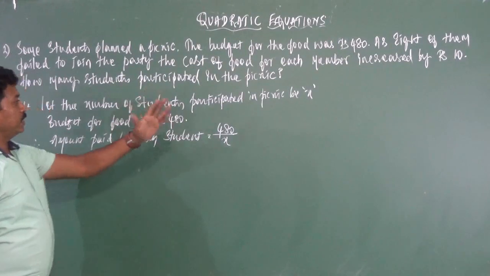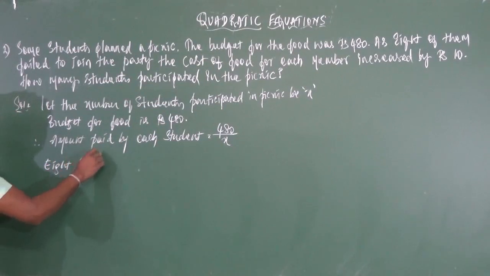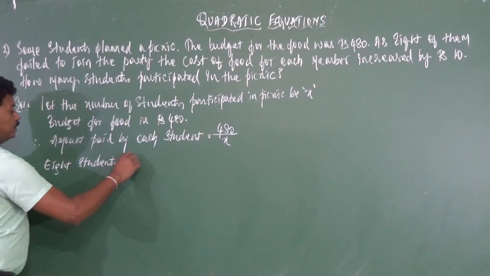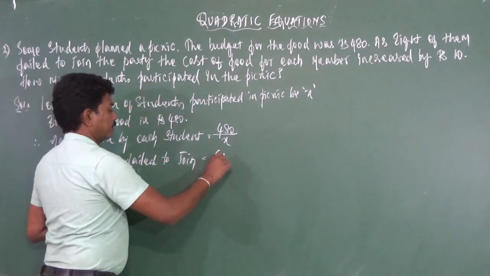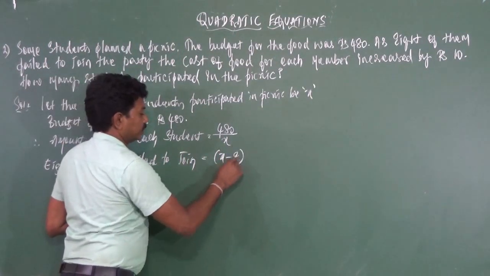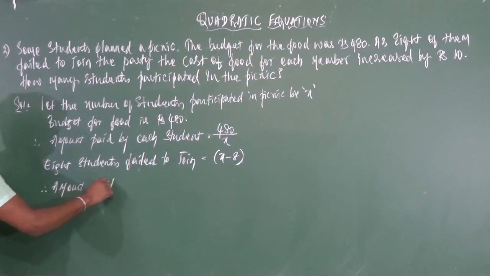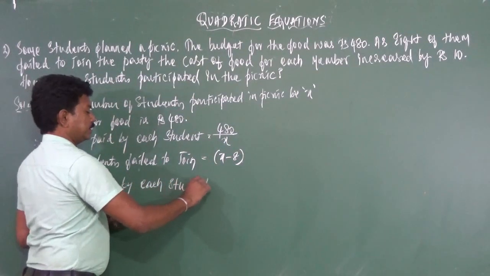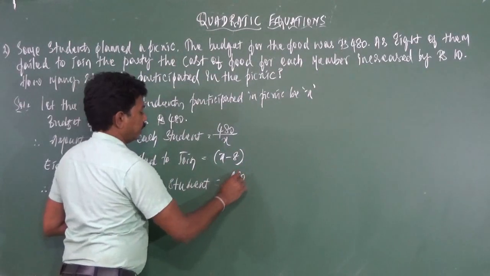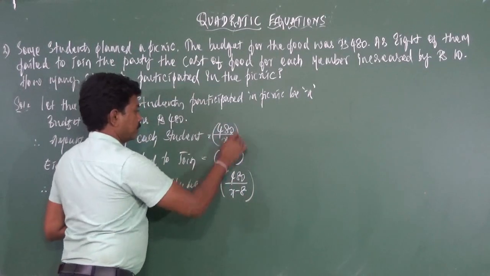Now, as 8 of them failed to join the party. Okay. So 8 students failed to join. So that becomes X were there, it is minus 8. So X minus 8 students failed to join the party. Now, amount paid by each student. In this case, when 8 it decreases. So that becomes 480 by X minus 8. So this is the amount paid by each student.